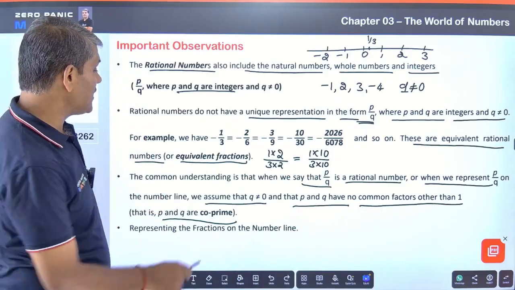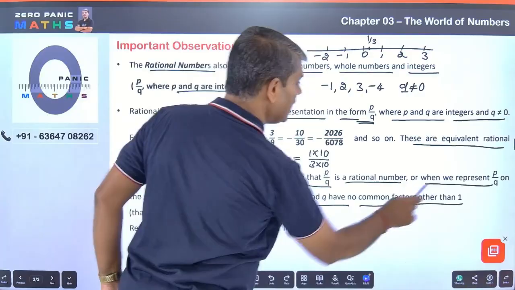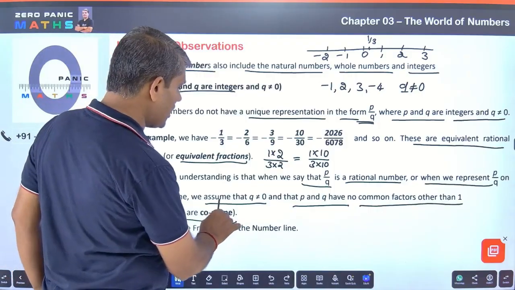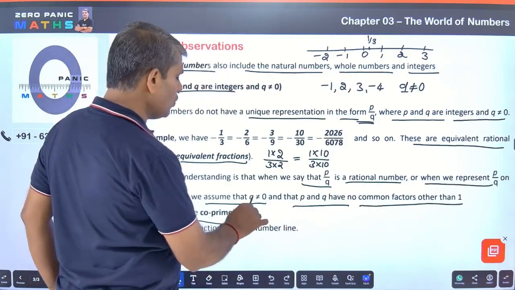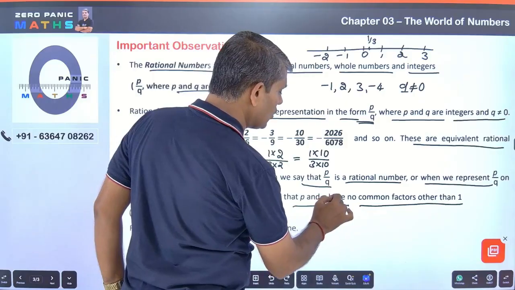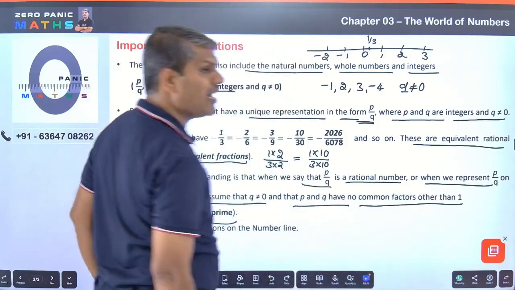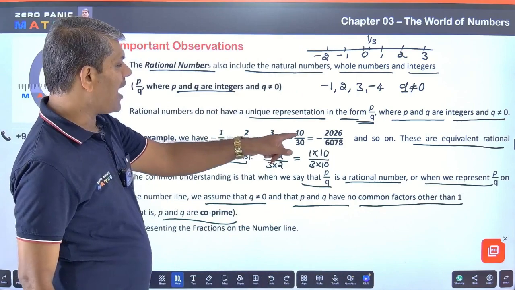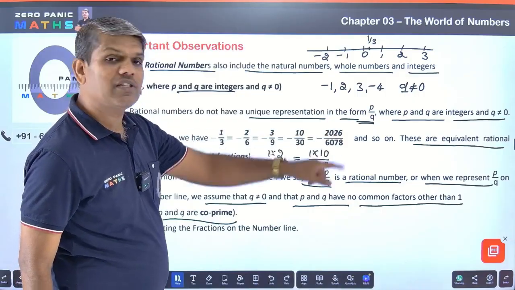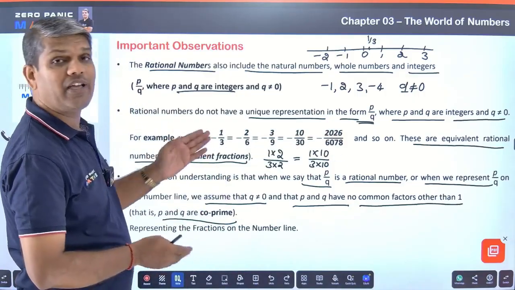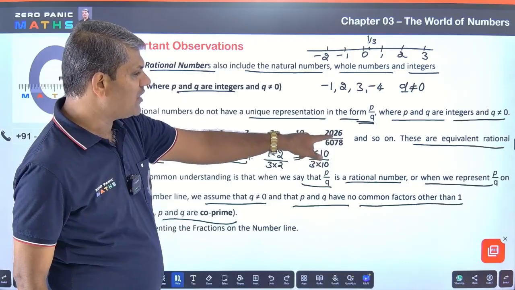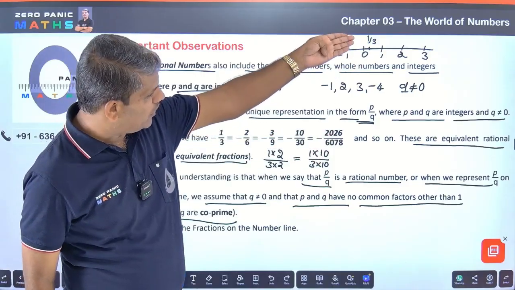Okay, so that is the reason they are saying, when you represent P by Q on the number line, then we should assume that Q should not be equal to 0. That is a default point only. But also P and Q have no common factors other than 1. So when you are asked to represent 10 by 30 or even 26 divided by 6078, that is also equal to 1 by 3 only. Okay, so when you are asked to represent this onto the number line, that is actually 1 by 3 only.